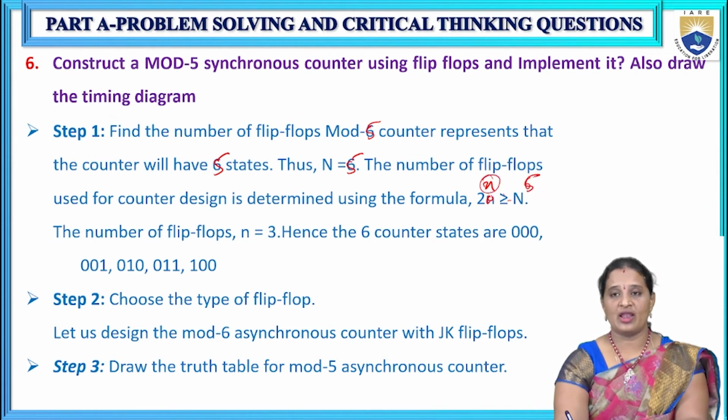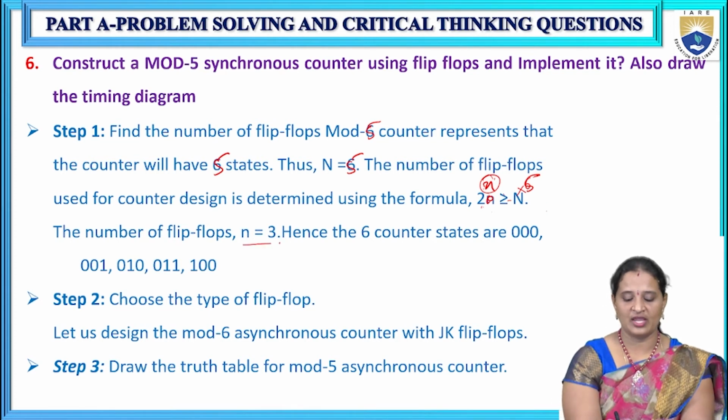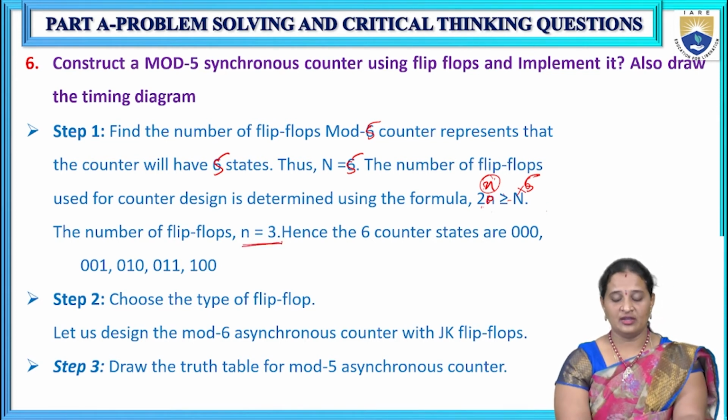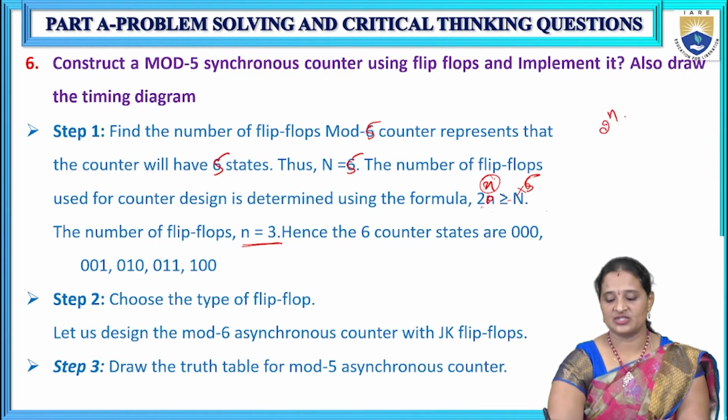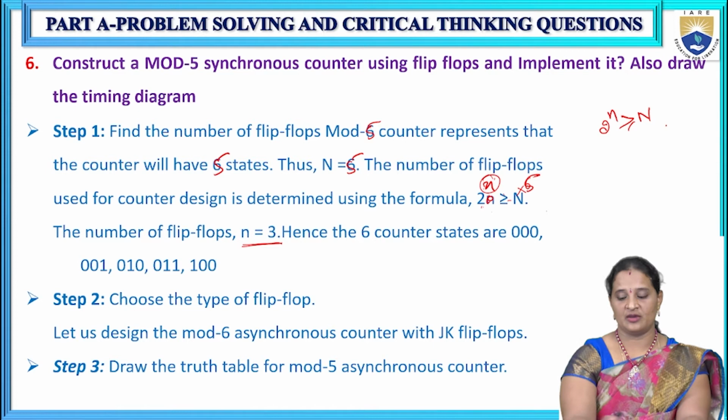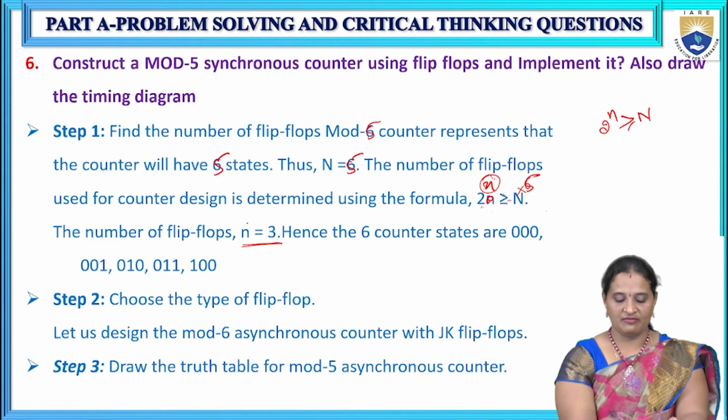So what is the value of n? If it is 2, then 2 power 2 is 4. Is 4 greater than 5? No, so this condition is not satisfied. If I take 3, 8 is greater than 5. That is why we have to take 3 flip-flops. So the condition is satisfied, and we choose the number of flip-flops here. So we are taking 3 flip-flops, and then we choose the type of flip-flop.